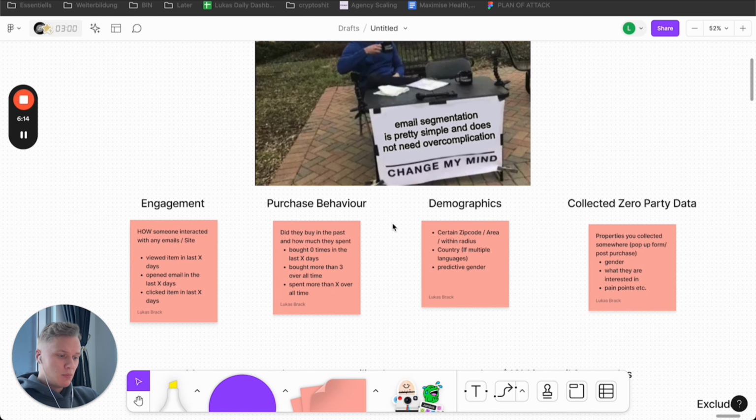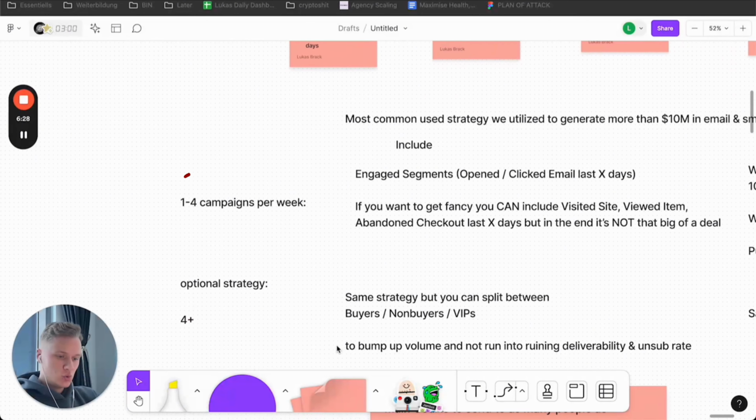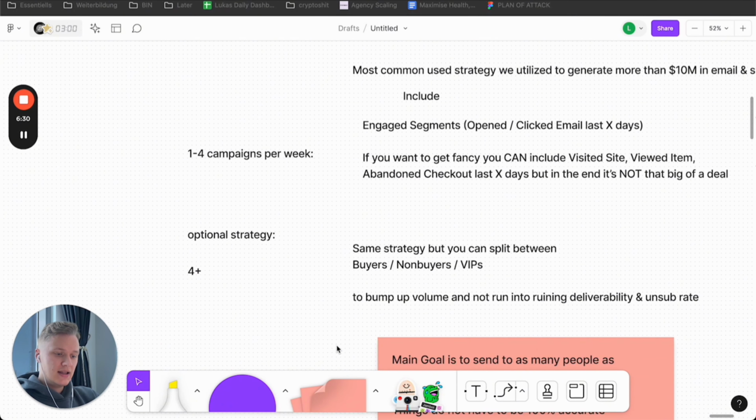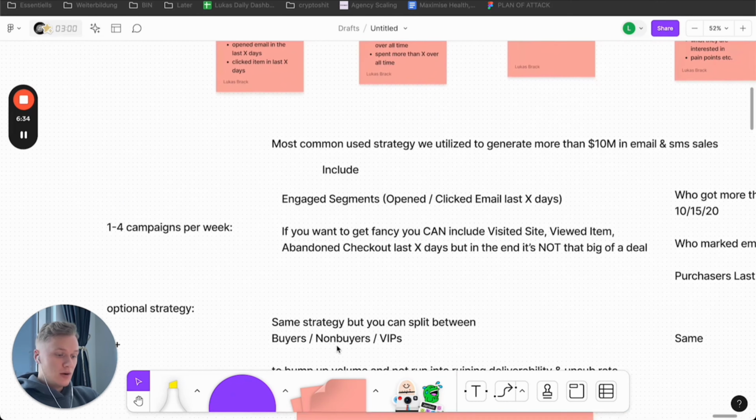Most of that stuff is very advanced, and you do not need the majority of it. That's why I wanted to go through the most common strategy we utilize to generate more than 10 million in email and SMS sales. We split that into 1 to 4 campaigns per week and an optional strategy for 4+ campaigns per week. So we want to include what we call an engaged segment.